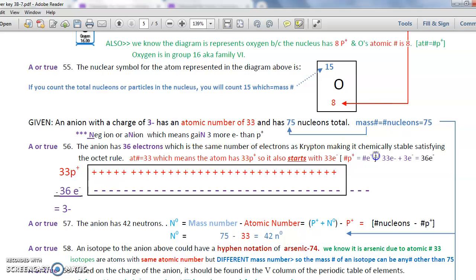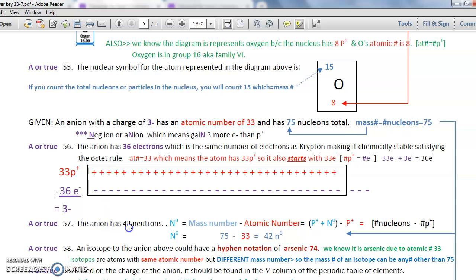And that's what it says right here. 33 plus 3 is 36. 33 minus 36 is 3 minus. If you have 3 more negatives, 36 negatives, than positives, 33, the overall charge is 3 minus. That one is true.